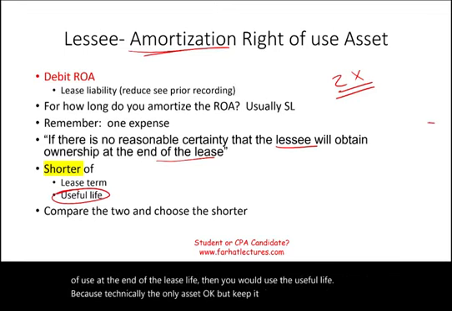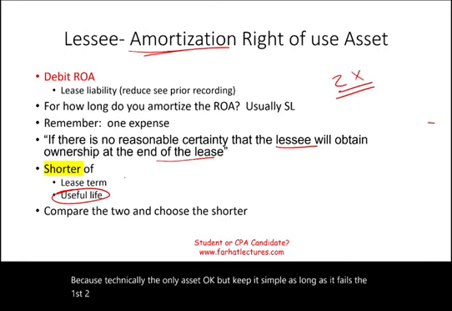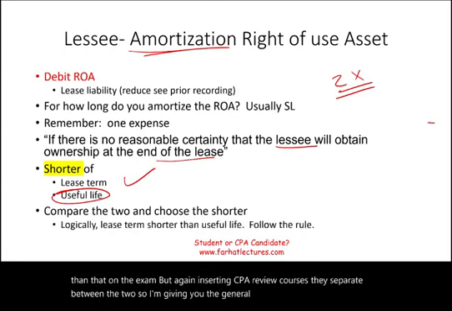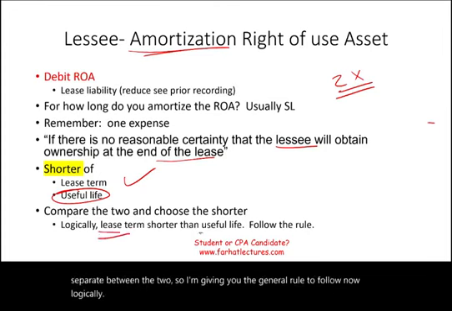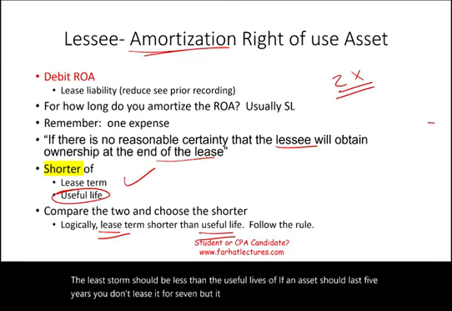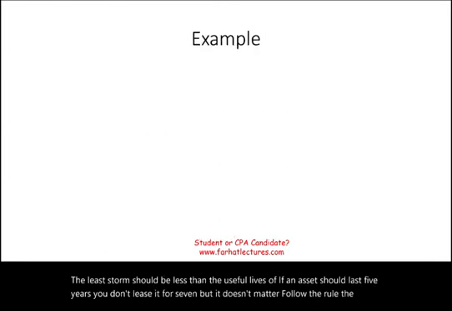As long as it fails the first two tests, this is the amortization. And usually they don't challenge you more than that on the exam. But again, in certain CPA review courses, they separate between the two. So I'm giving you the general rule to follow. Now, logically, the lease term should be less than the useful life. So if an asset should last 5 years, you don't lease it for 7. But it doesn't matter. Follow the rule. The shorter of the lease term or the useful life.